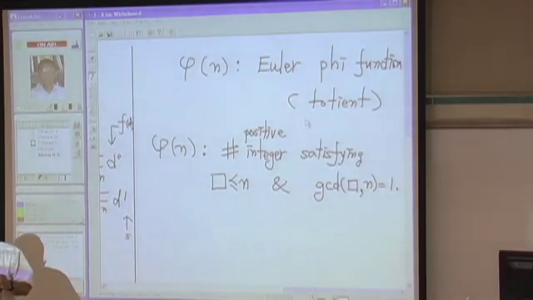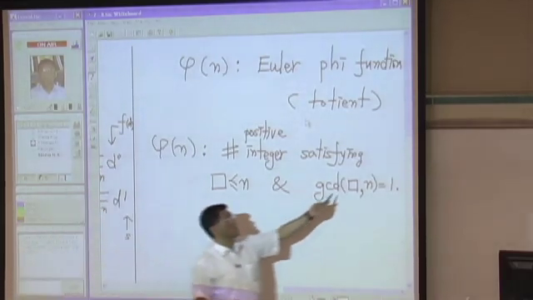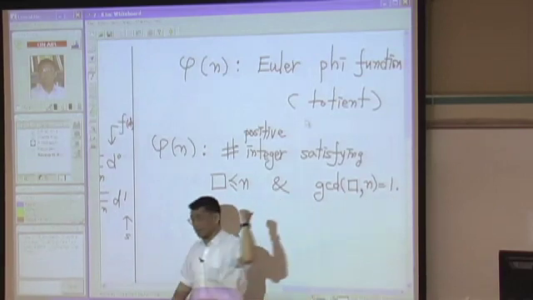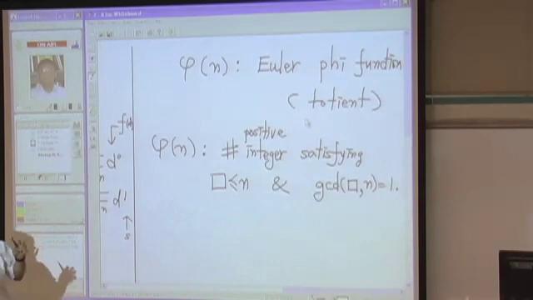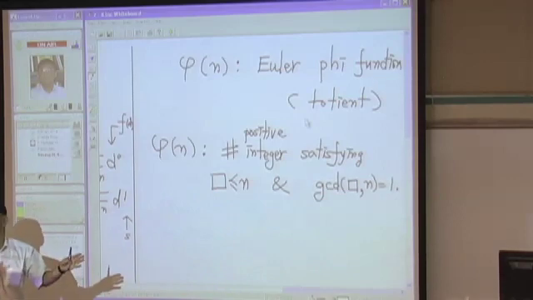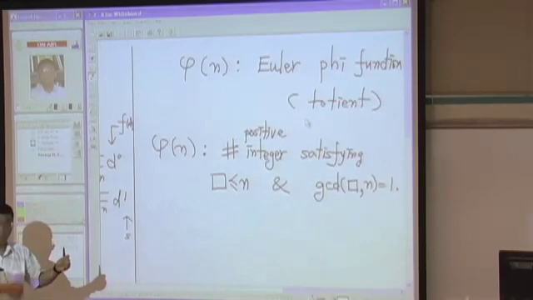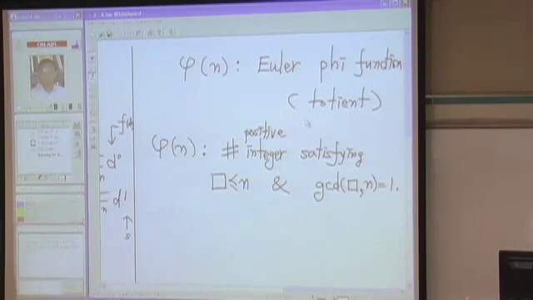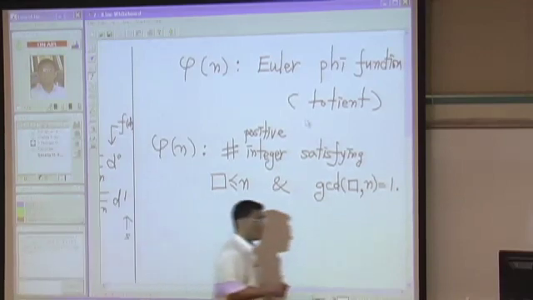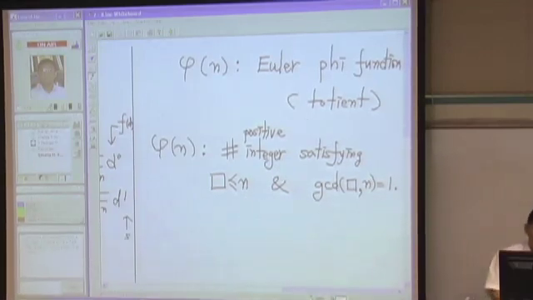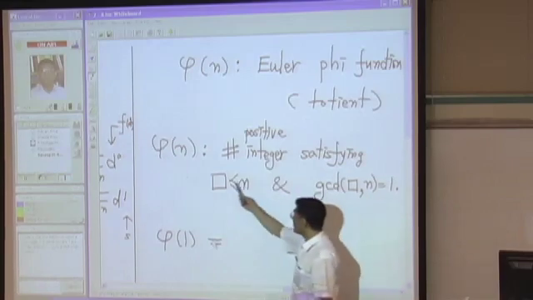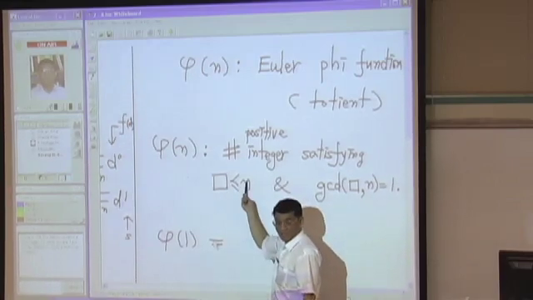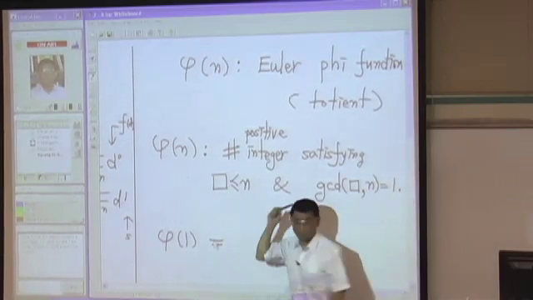And then the second thing is satisfying this condition, or in the description we say the number is relatively prime. The number should be relatively prime to the given number n, right? So these two conditions should be satisfied. So for instance, phi of 1. What is it? 1 doesn't exceed 1, right? And GCD of 1 and 1 is 1.